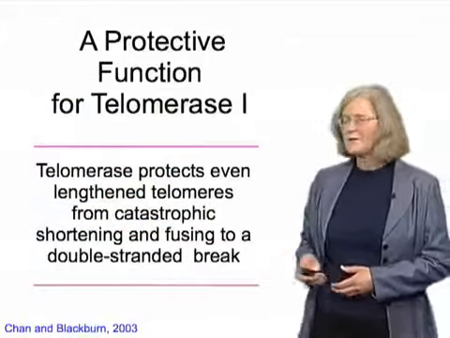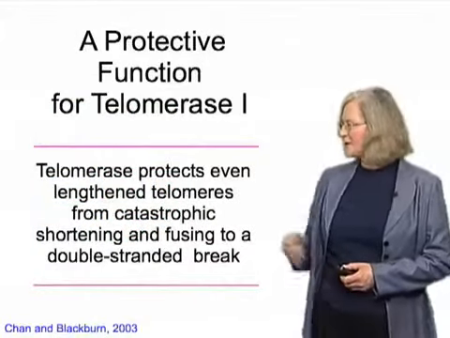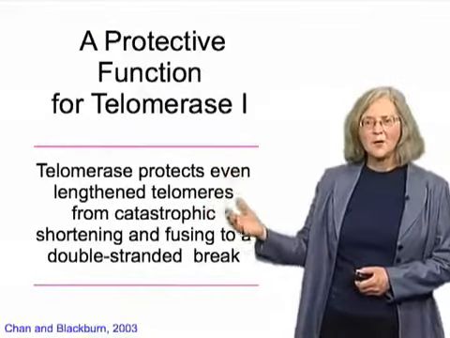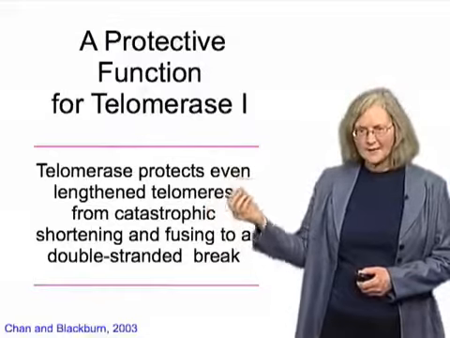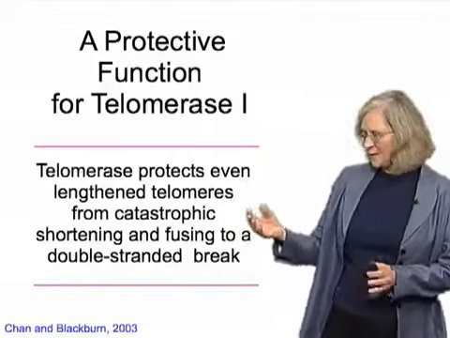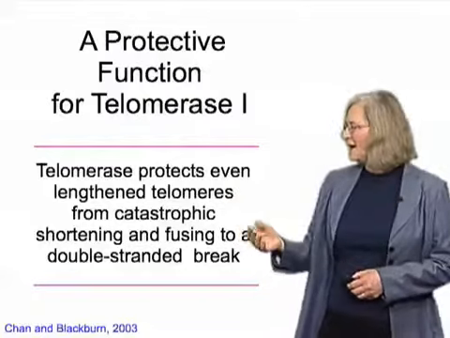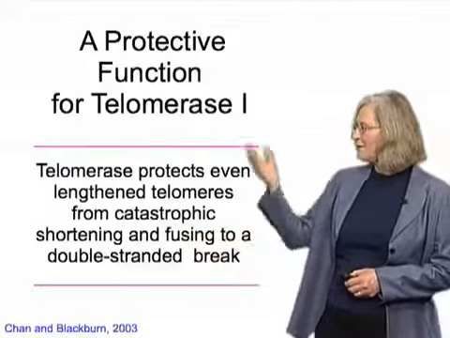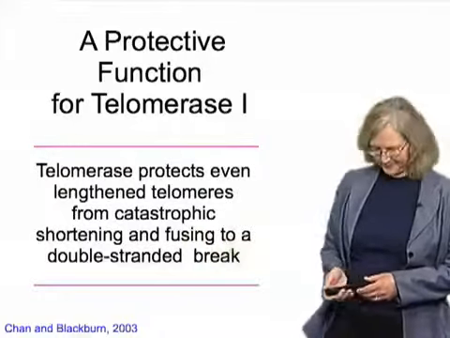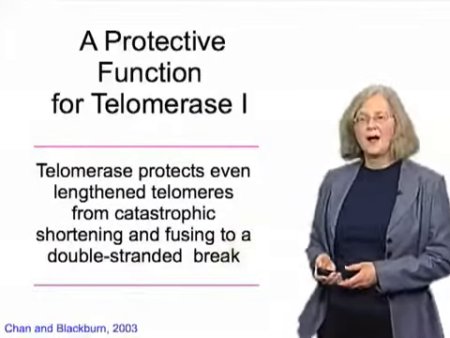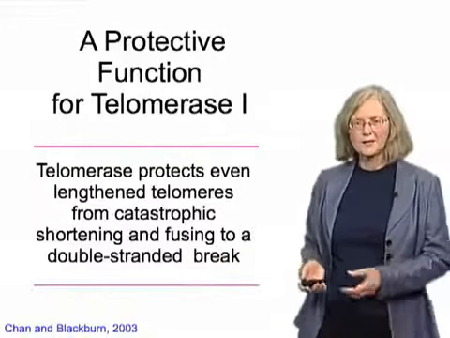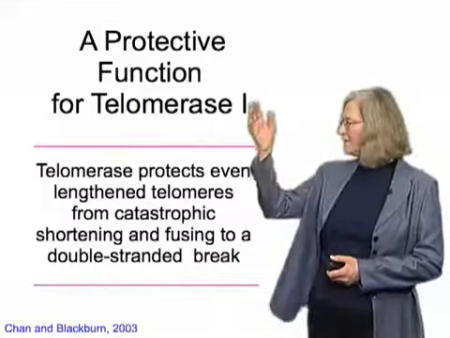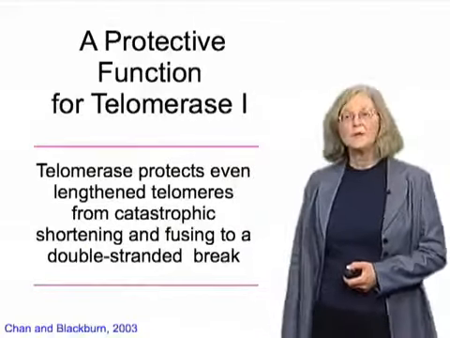So this is one piece of evidence that telomerase actually is protecting the ends of telomeres. Even when they're plenty long enough, telomerase itself seems to protect and sit at the ends of telomeres, is one interpretation, and it protects them from catastrophic shortening and fusioning to a double-strand break, even when telomeres are long. This doesn't happen in a high number of the cells, but it happens measurably, and so this protective function of telomerase is important.